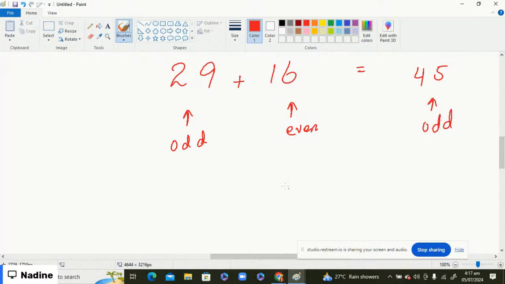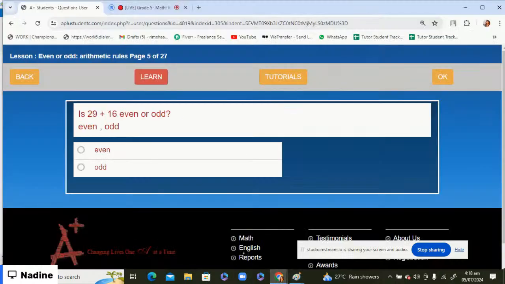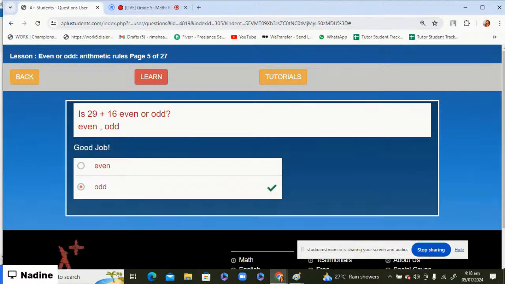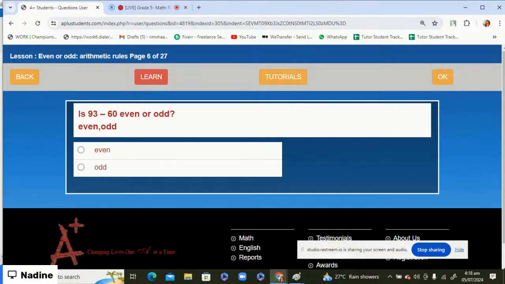Okay, now check. In this way, this is the method to check it out. If you know whether the two numbers are even or odd, when you add or subtract them, you can check the answer that way. If the answer is odd, it means that when you subtract or add, one of them is odd, so the result is odd. Okay, so now you can solve the rest of the questions related to this lesson by yourself.